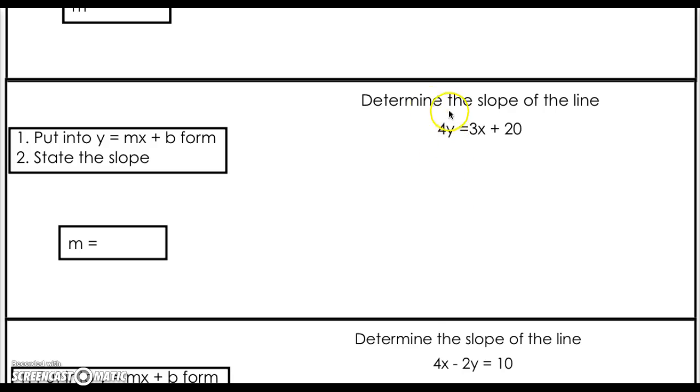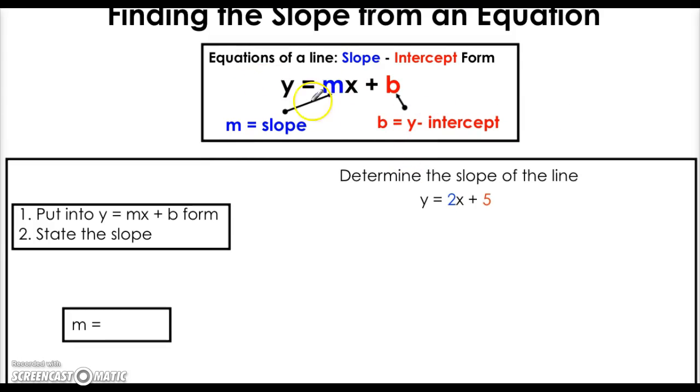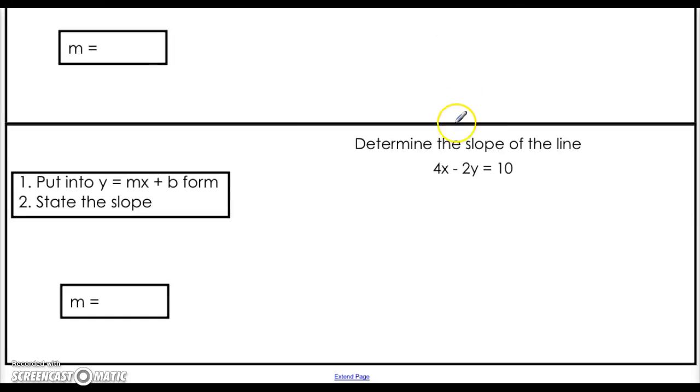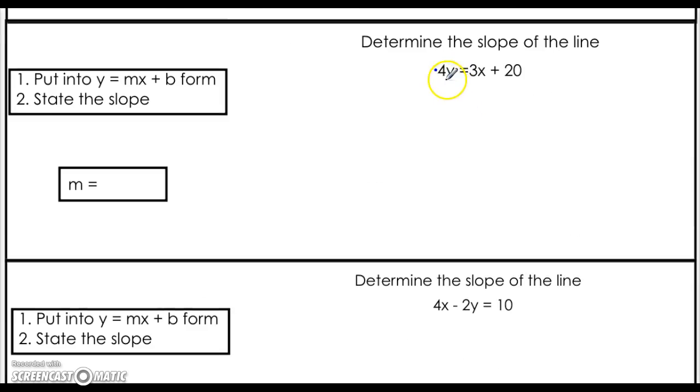Our next problem, you'll see we want to determine the slope of this line. But the problem is here, you can't just jump the gun and say that the slope is 3. That would be bad. Do not do that. I know you're looking for an x, it's a 3. The problem is that y has to be by itself. You have to have it in y equals mx plus b form to find the slope. And in this case, the y isn't by itself. You got this 4 here. So you actually don't know what the slope is yet.